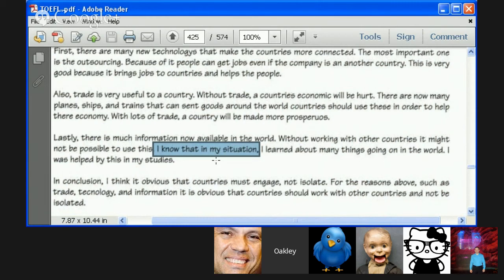Paulo, next line. I know that in my situation, I learn about many things going on in the world. Did you? Okay. All right. I don't know. Kind of a funny sentence. I don't know why, but all right. Okay. I know that in my situation. Not specific content. It's quite vague, isn't it?